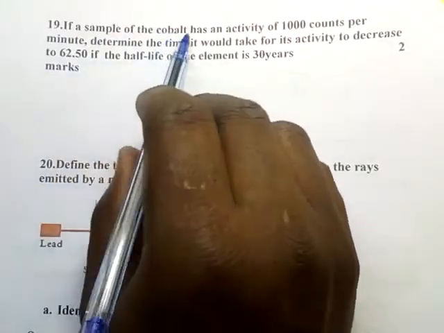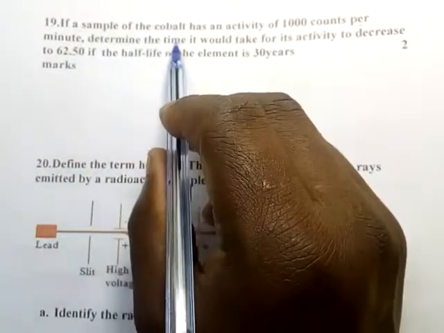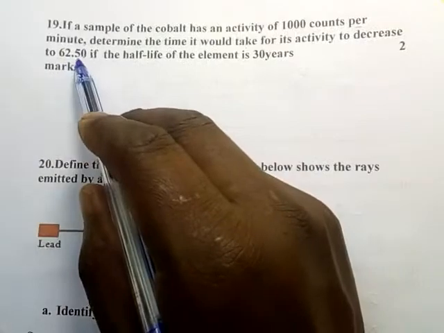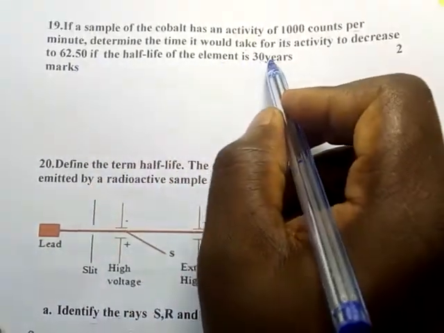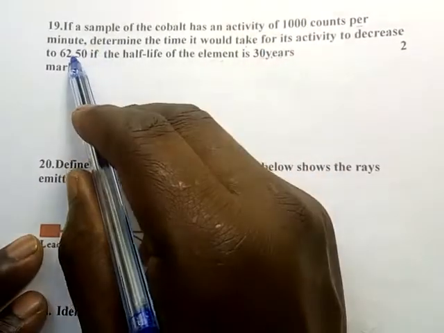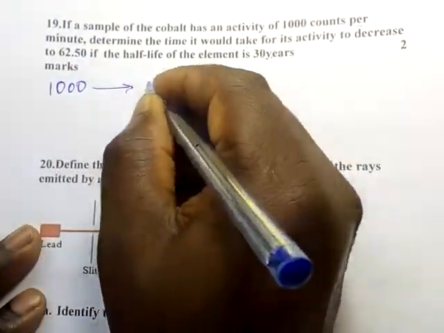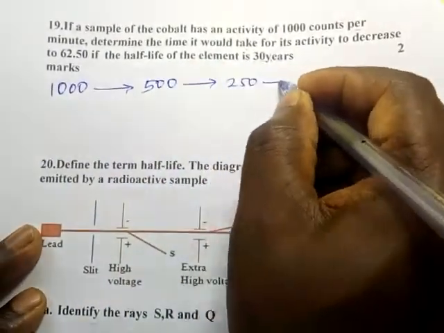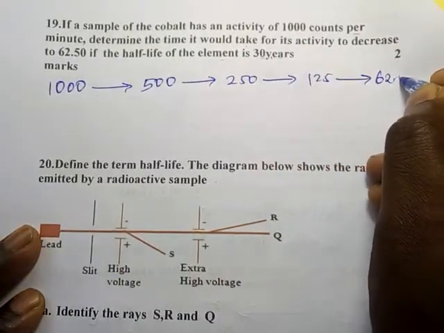If a sample of cobalt has an activity of 100 counts per minute, determine the time it would take for its activity to decrease to 6.25 if the half-life of the element is 30 years. It is easy because now we have the initial and the remaining amount. So we start at 100, going to 50, 25, 12.5, and then we have 6.25.